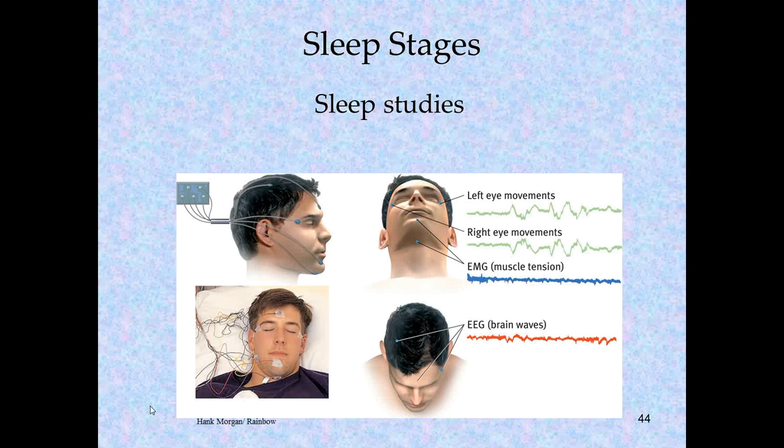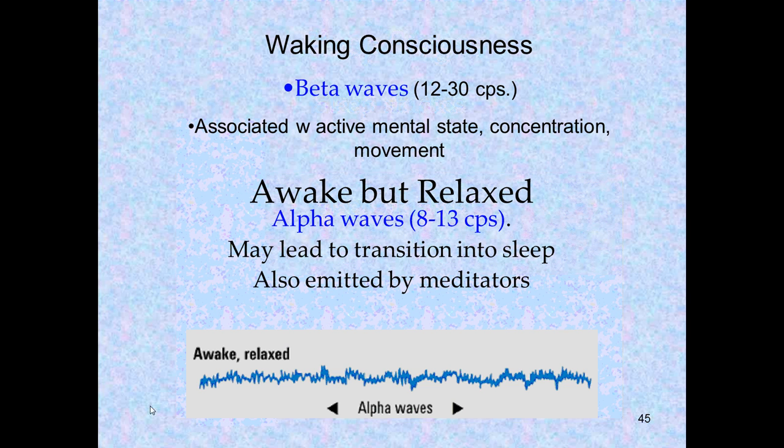Now, they have identified various sleep stages. Again, the polysomnograph is one piece of equipment that's helped us to learn about these. Certain brainwave patterns are associated with certain kinds of consciousness. Beta waves, relatively rapid, 12 to 30 cycles per second, are found when we are in an active mental state, concentrating, controlling our attention, or moving around.